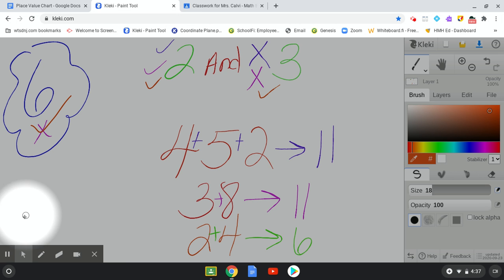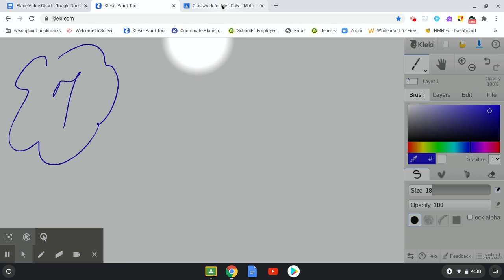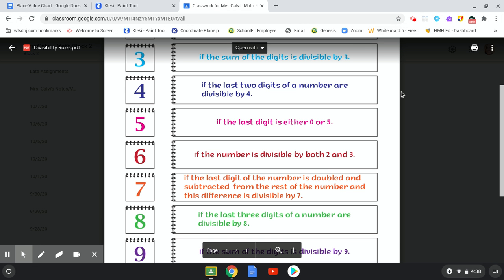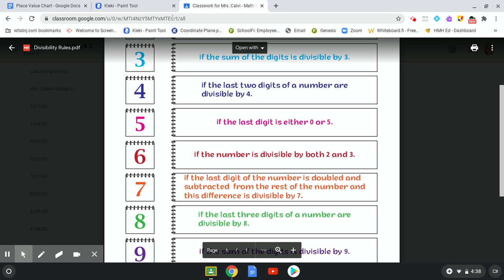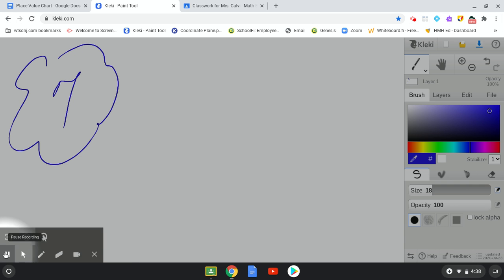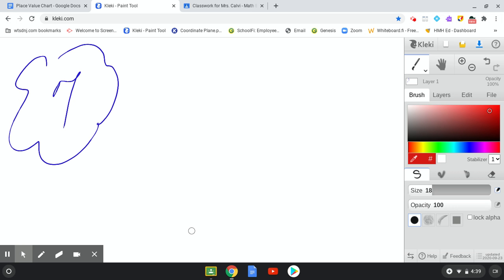All right, let's move on to the 7 rule. Okay, so the divisibility rule for 7. The number is divisible by 7 if the last digit of the number is doubled and subtracted from the rest of the number, and this difference is divisible by 7. All right, so let's try some numbers to test it out. Okay, so let's start out with a number. I'm going to start out with 595.